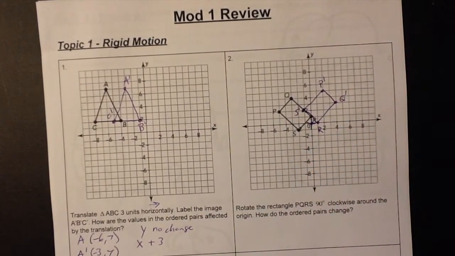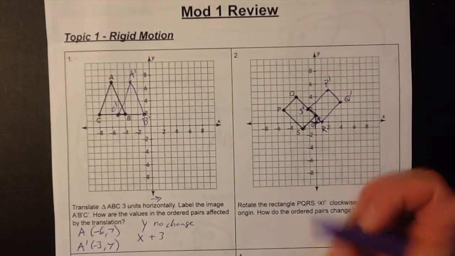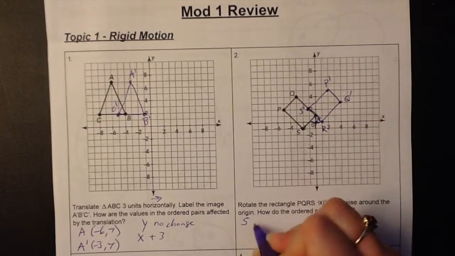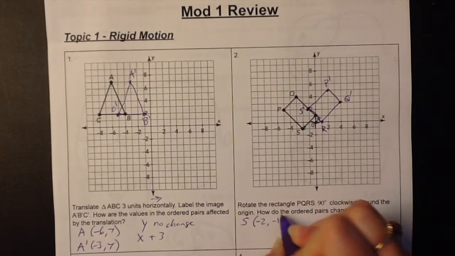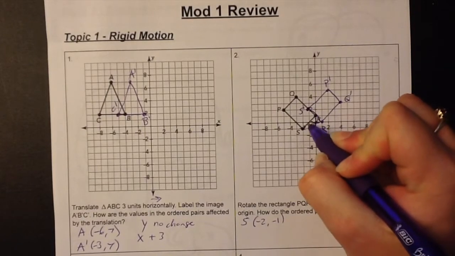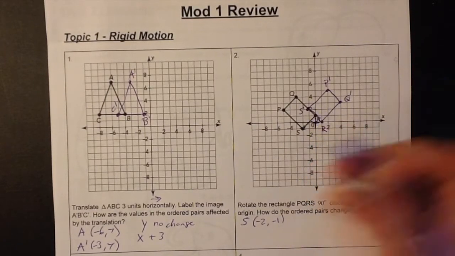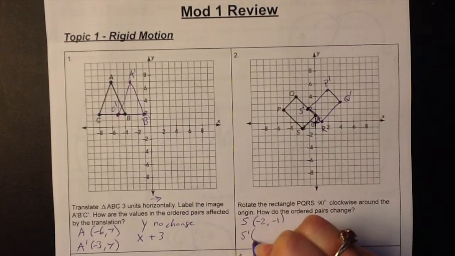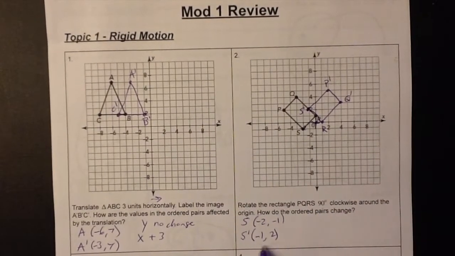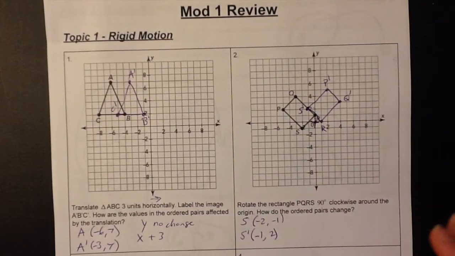Okay, so let's look at how the coordinates changed. If I look at S is -2, -1. And if I look at S prime, it is over -1, up 2. I think I see something happening here. There seems to be a switching of numbers, but let's do one more just to see if that holds true.